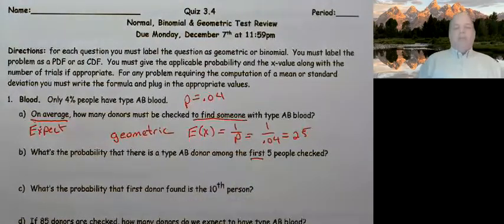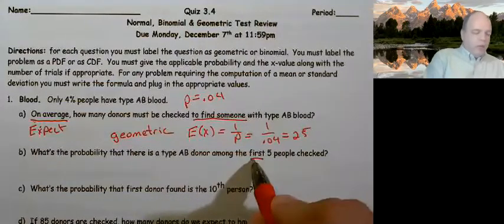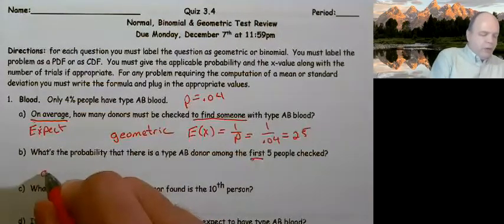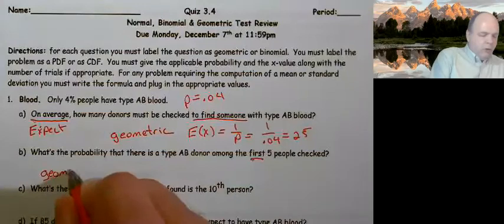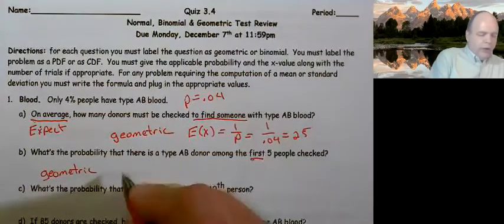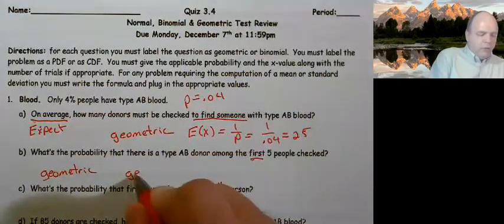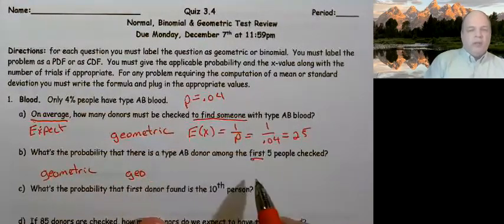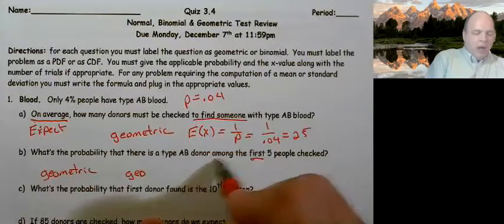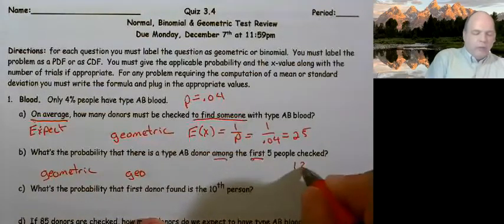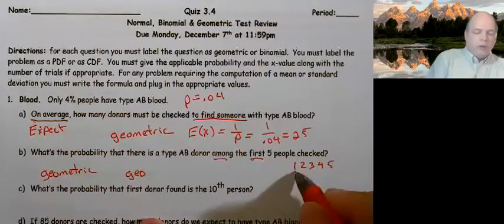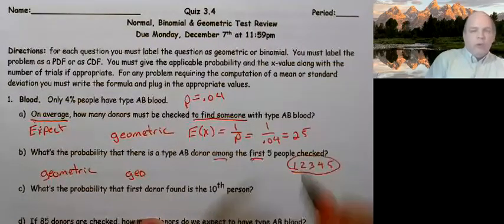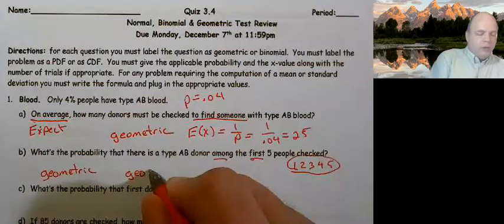So the next one: what's the probability that there is a type AB donor among the first 5 people? So we're going to continue until we find the first. First is a keyword to tell me that I'm working with a geometric. So I know that on the calculator it is going to be a geometric something, but whether it's a PDF or CDF, I still need to decide. It says among, which means it could be the first person, the second, third, fourth, or fifth person. Any of those will satisfy. And since I'm circling more than one value, this makes it a geometric CDF.